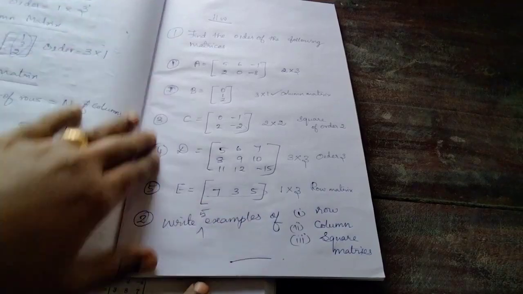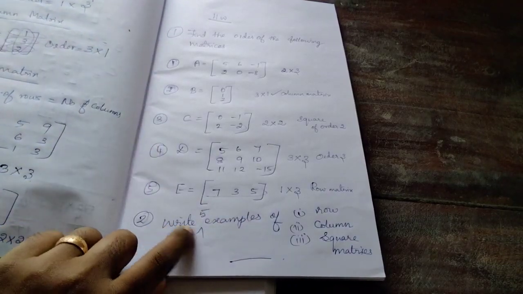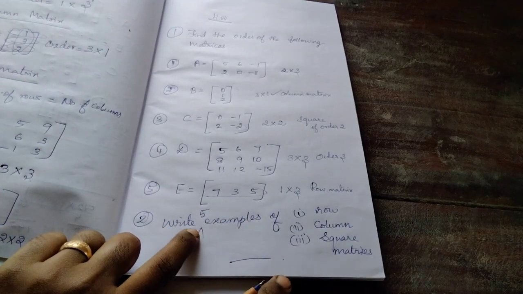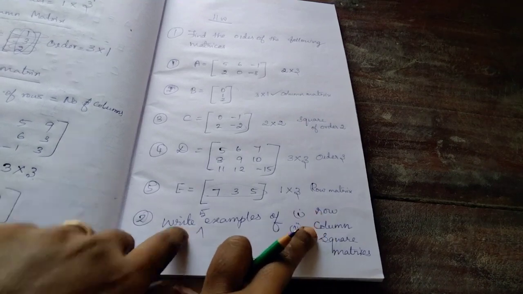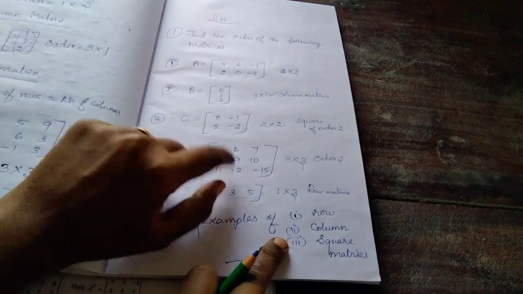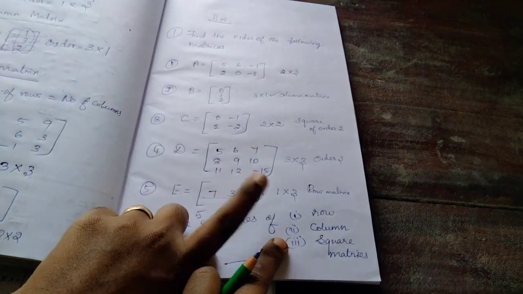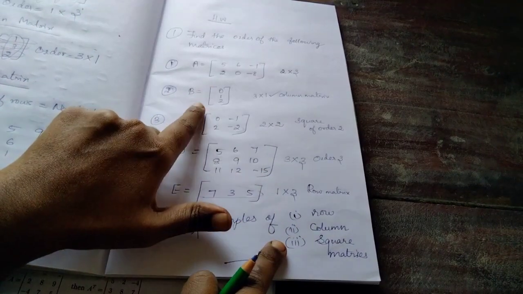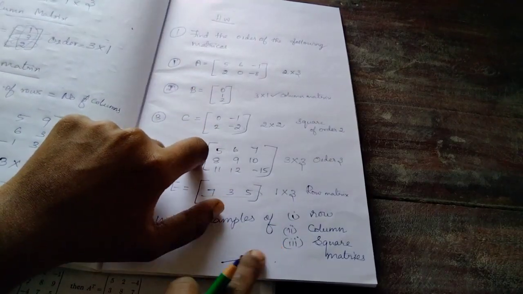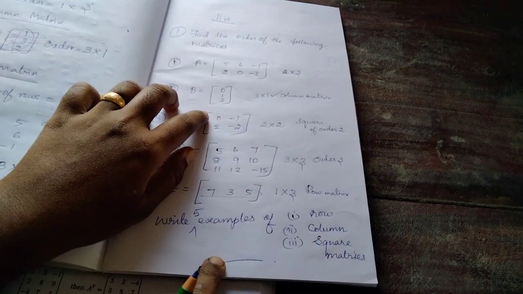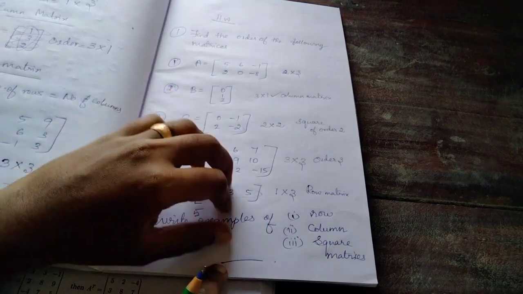Okay, that's all. Check your answers. And the second question, write 5 examples of row, column and square matrices. I think you completed this. Row matrix you need to write like this. Column matrix, like the first and second ones. And square matrix means like the third and fourth problems. You have to write 5 examples. Got it, students? Shall we move on to the next type of matrices?